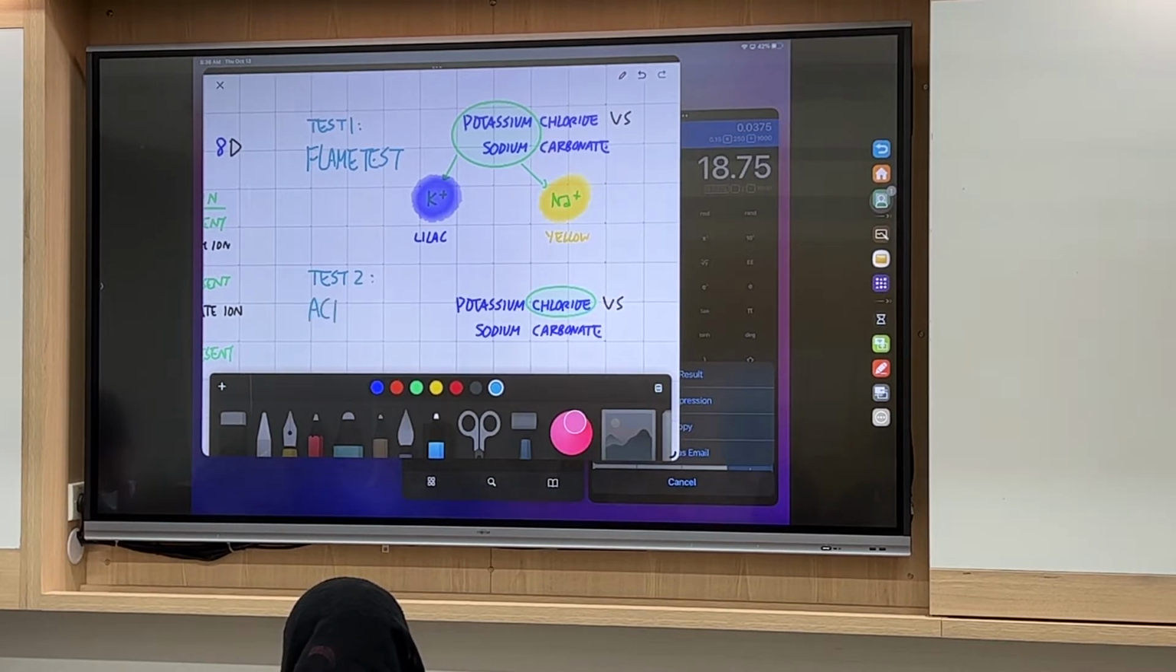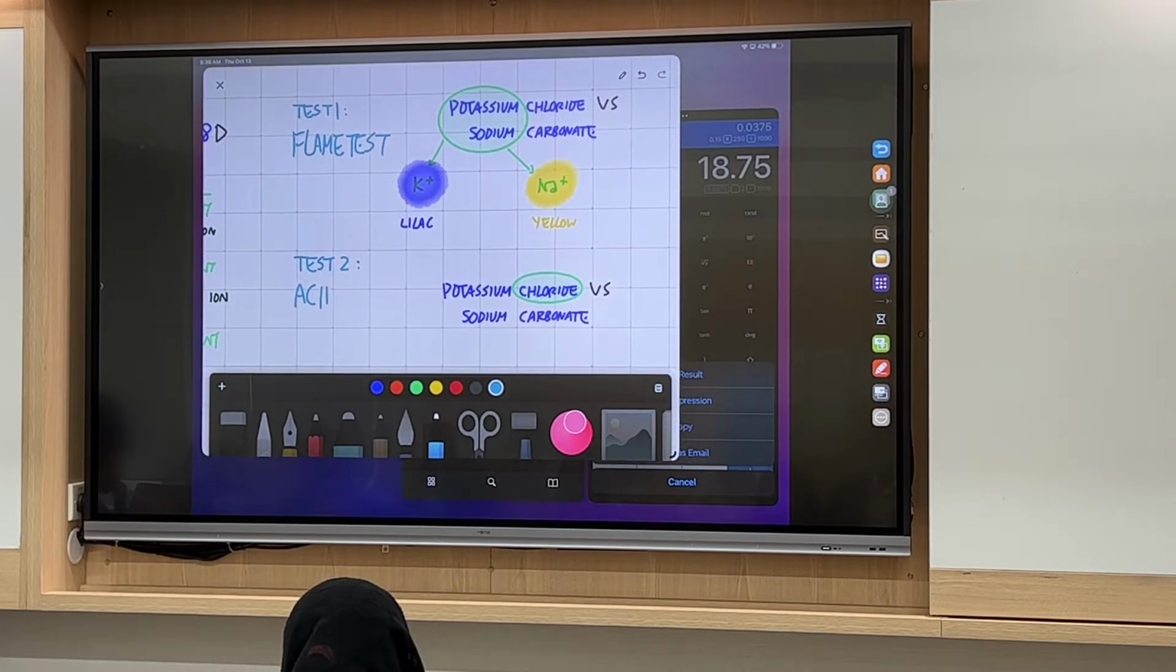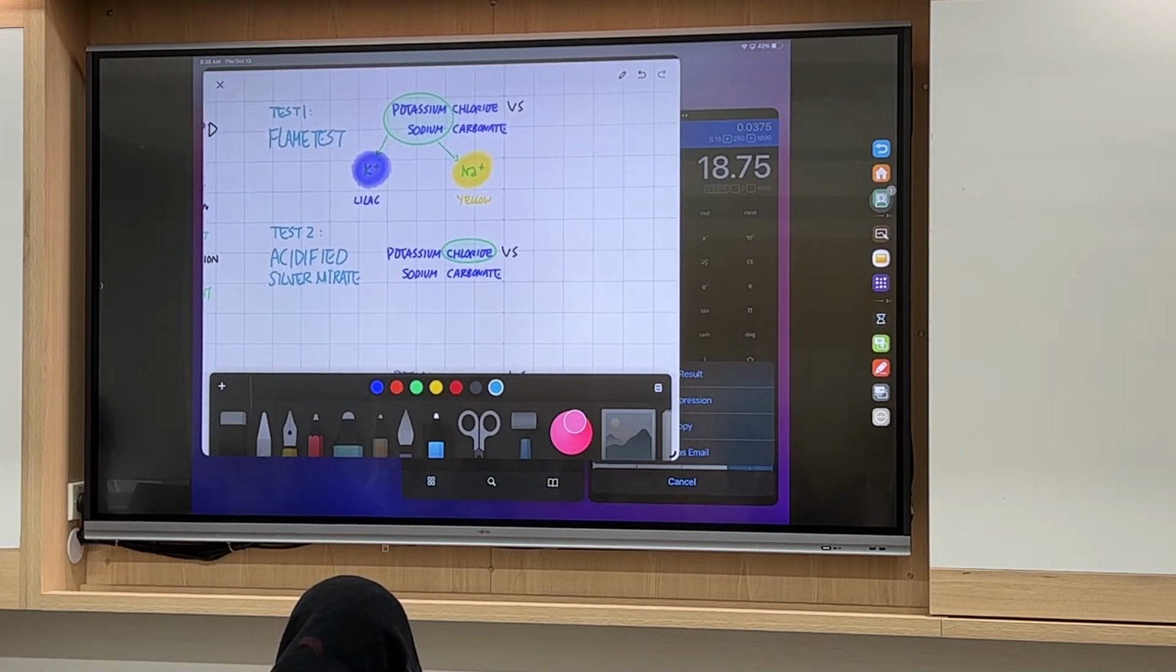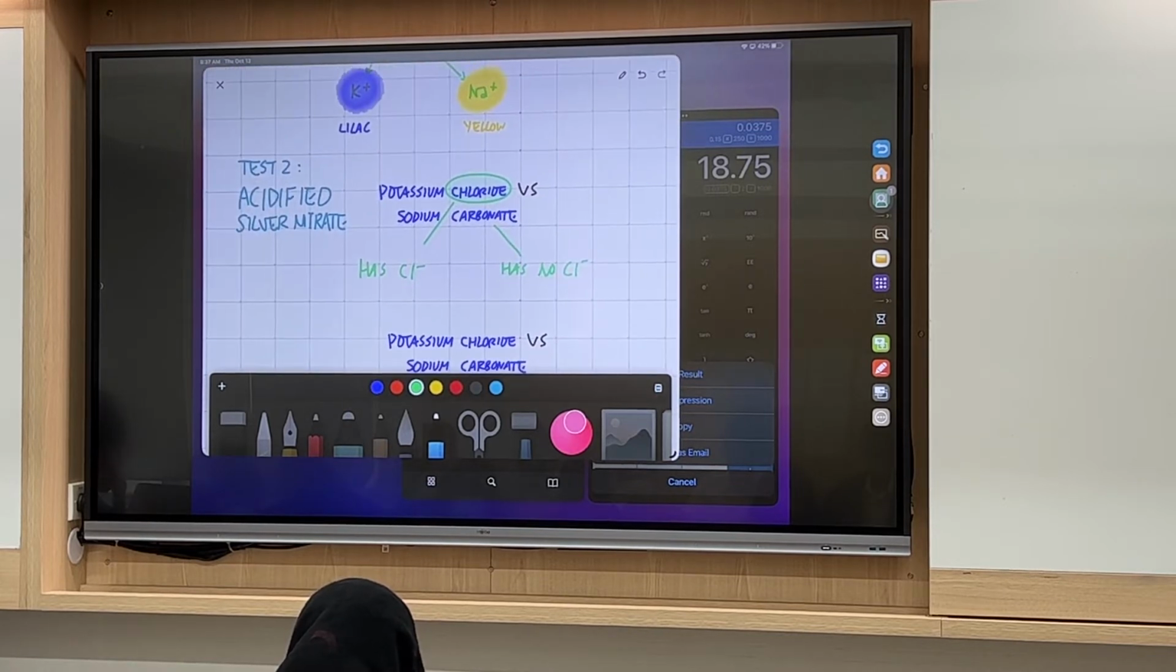So you may want to put down, these tests are not in any particular order. You can put them in any order you like. You can do this as your first test, and this is second. Doesn't matter the order. So you have acidified silver nitrate. And what test result will you get if you have a compound with chloride and a compound that does not have chloride? Remember the positive and negative test result? White precipitate when you have chloride. So put down white precipitate. Be careful how you spell precipitate.